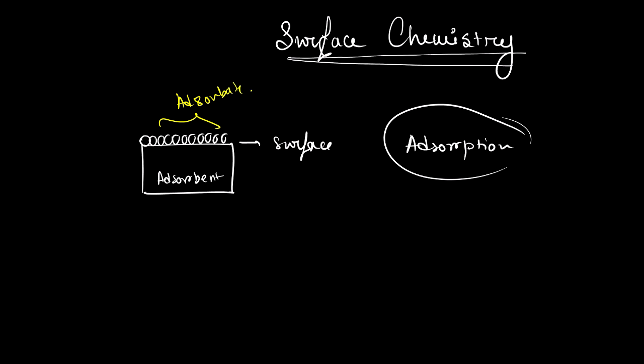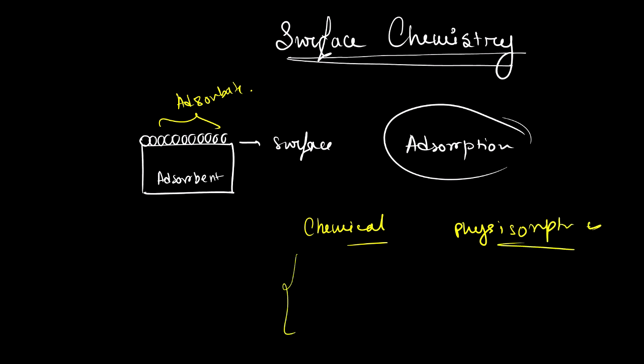And the particles or the substance that will be adsorbed are called the adsorbate. In case of adsorption, the very basic thing is physisorption and chemisorption. In chemisorption, the bonds are very permanent, not reversible. But physisorption is reversible and the bonds are not permanent, they are loosely bound. So this is the main thing.